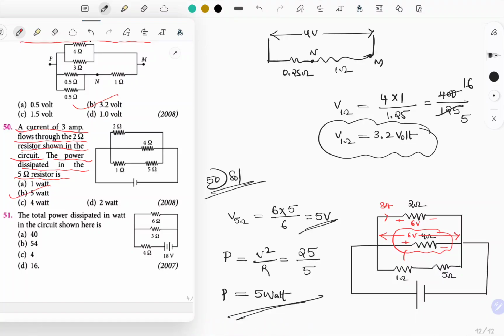So if you don't know voltage division and the current division, in a previous video I explained how we can find out voltage division and the current division. Just go through that video, so you'll get an idea.